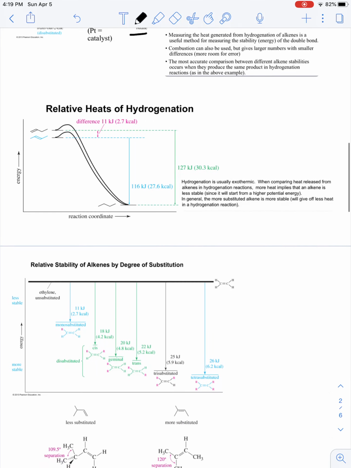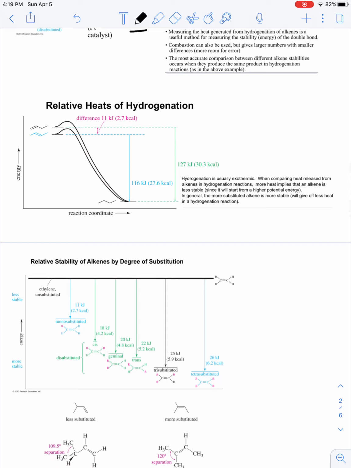When we're looking at the relative heats of hydrogenation, hydrogenation is usually going to be exothermic. So when we're comparing the heats that are released from the alkenes in these hydrogenation reactions, more heat is going to imply that the alkene is more unstable. So you have to think of this as starting from a higher potential energy. So in general, we're going to look at this on the next slide, but the more substituted alkene is almost always going to give you the more stable product. So this is going to give off less heat in the actual hydrogenation reaction.